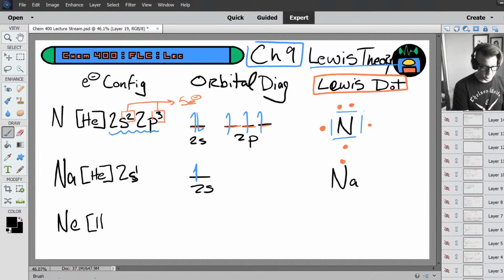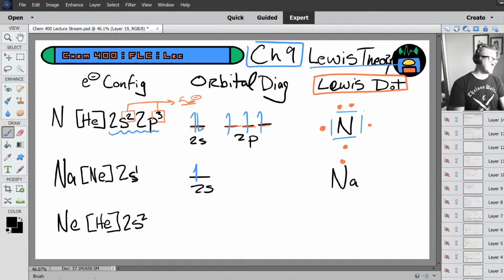Let's do neon. Neon also has a noble gas abbreviation of helium. So this is 2s2. Oh, magnesium. Sorry, my bad. Magnesium has neon as the noble gas abbreviation. No, that was totally my bad. I'll still do the Lewis dot structure for neon though.